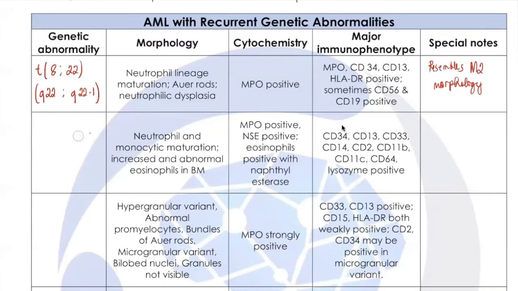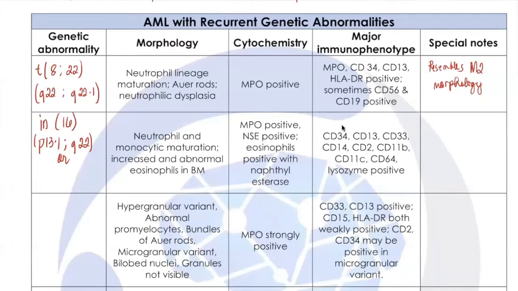Ito na lang. So, ito, inversion in chromosome 16. So specifically saan nangyari yung inversion? In the short arm, P13.1 to Q, long arm, 22. Or the other possible cause of this type of AML is translocation, or this can also be referred to rather.